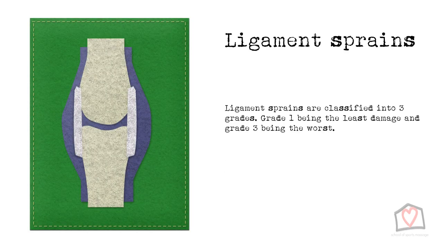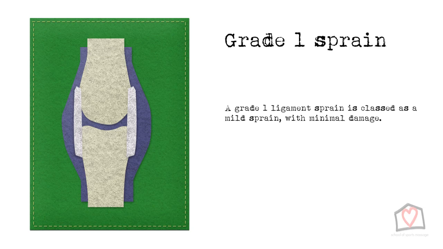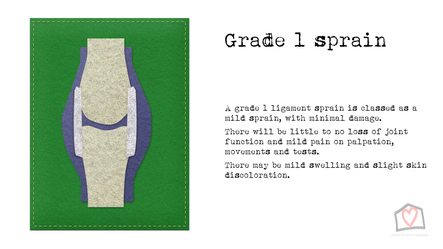Like muscle strains, ligament sprains are divided into 3 categories, 1 being the most minor and 3 being the worst. A Grade 1 ligament sprain is classed as a mild sprain, with minimal damage. There will be little to no loss of function, and mild pain on palpation, active and passive movements, and stress tests. Note here, muscles and tendons are painful on resisted movements as well, so this will help eliminate one or the other. There might be mild swelling and slight skin discoloration.